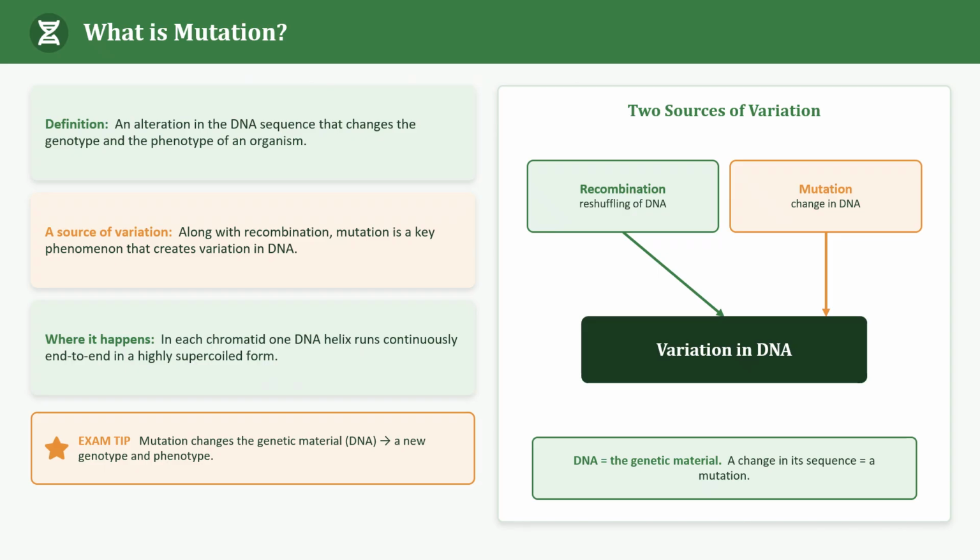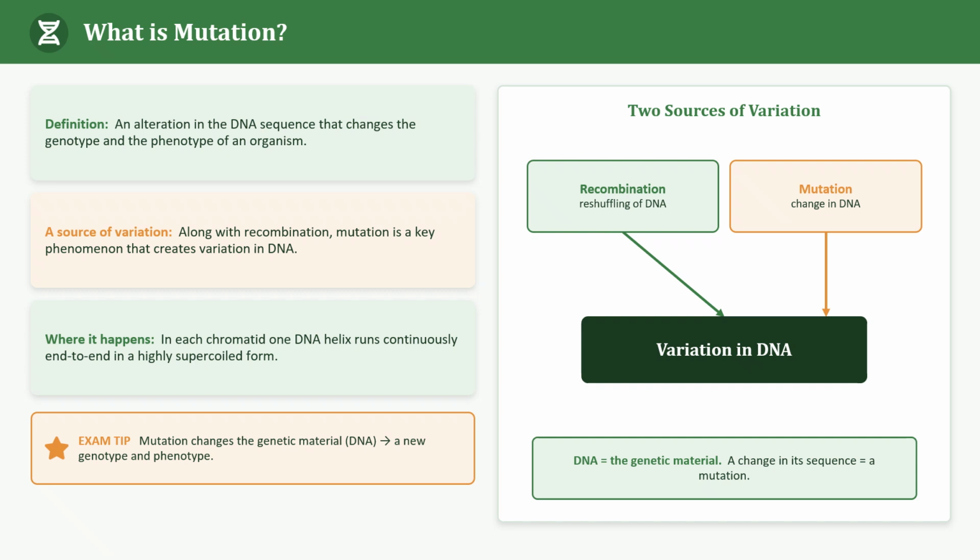So what is mutation? Just imagine you are writing an important sentence in a notebook. If you accidentally erase a word, add an extra word or change one letter, the meaning of the sentence changes, right? So in the same way, if the DNA sequence changes, we call that as the mutation. So mutation is the permanent alteration in the DNA sequence.